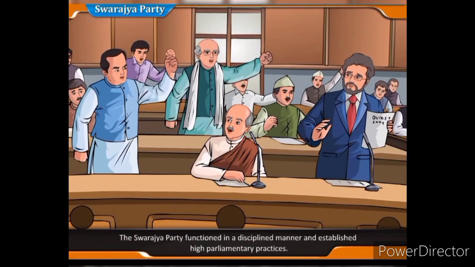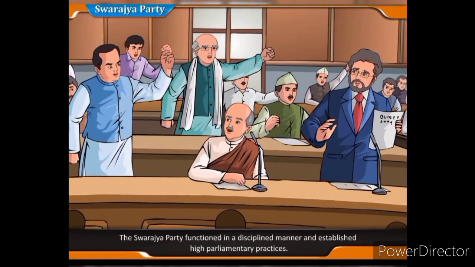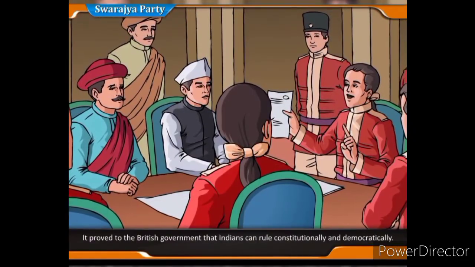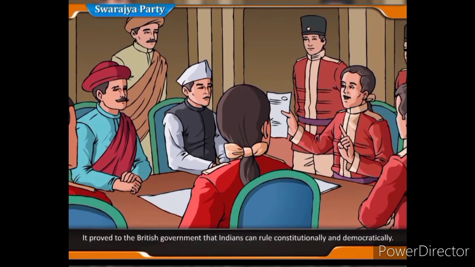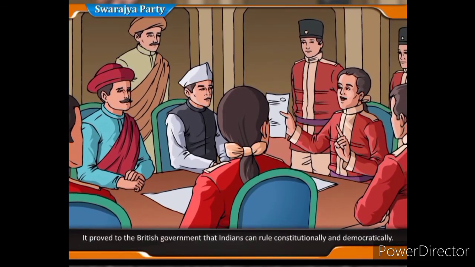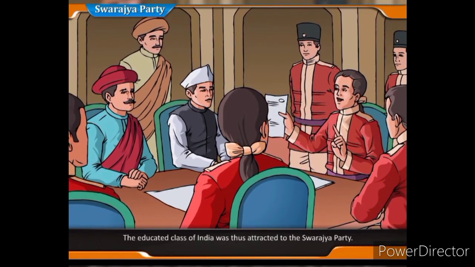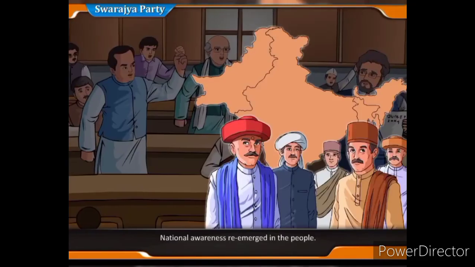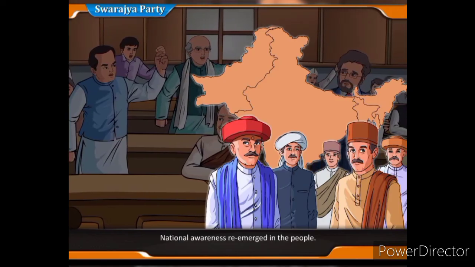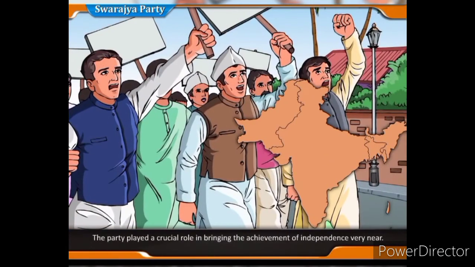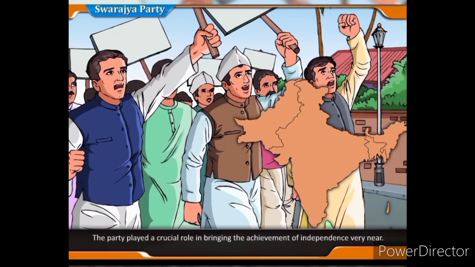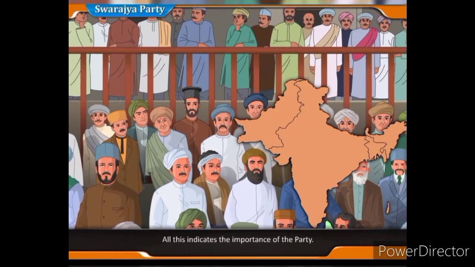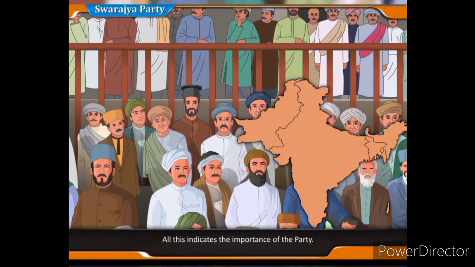The Swarajya Party functioned in a disciplined manner and established high parliamentary practices. It proved to the British government that Indians can rule constitutionally and democratically. The educated class of India was thus attracted to the Swarajya Party. National awareness re-emerged in the people. The party played a crucial role in bringing the achievement of independence very near. All this indicates the importance of the party.